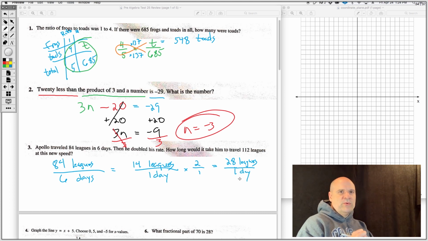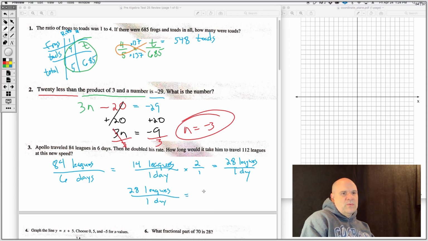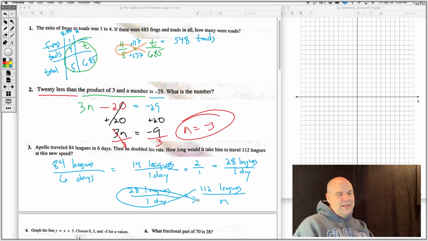How long will it take him to travel 112 leagues? Well, you can set up a proportion or you can just divide by 28. But if you're too confused, let's just do a proportion and we'll do the fish method, okay? 28 leagues in 1 day equals 112 leagues in how many days? So you can do the fish method. So 112 times 1 divided by 28. Really, you're just dividing 112 by 28. And you know what you get? You get 4. So this is 4 days. All right, number 3, done.